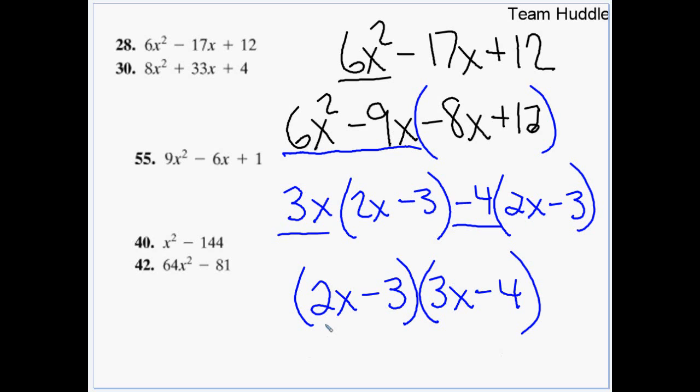Let me just double check the middle term. If we multiply the outers, we'd get a minus 8x, and then here a minus 9x. Minus 9 and minus 8 is negative 17. Excellent.